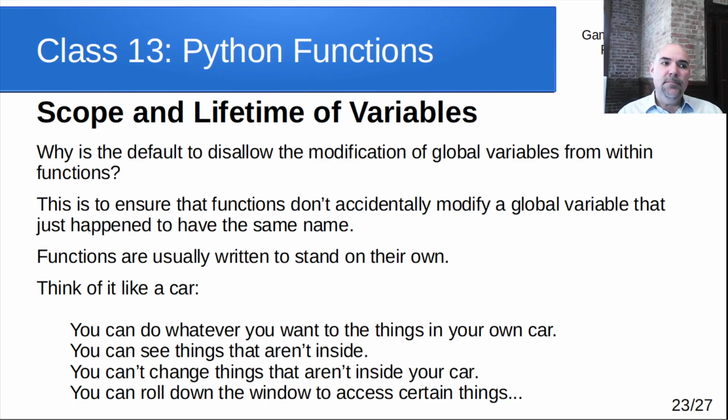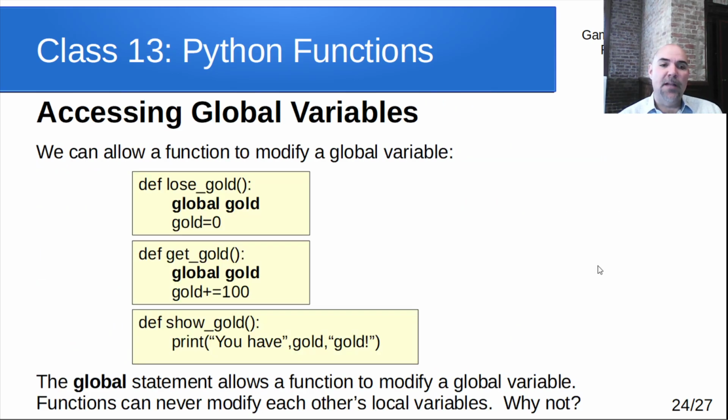Now, the idea, though, is that there are cases where you'd want to do that. You can roll down the window to access certain things, like an ATM keypad. You roll up to that, you roll down the window, you reach out, and you interact with something outside of that environment. The way you do that is by using this special statement: if you want to modify a global variable from inside of a function, you just put the word global, space, and then the name of the variable you want to be able to access from inside that function, at the top of that function.